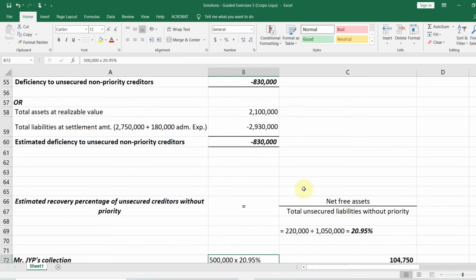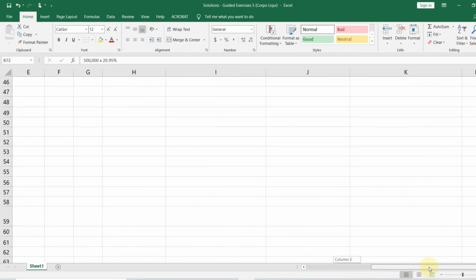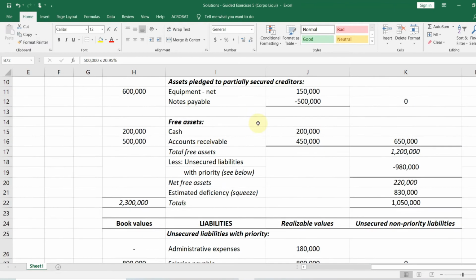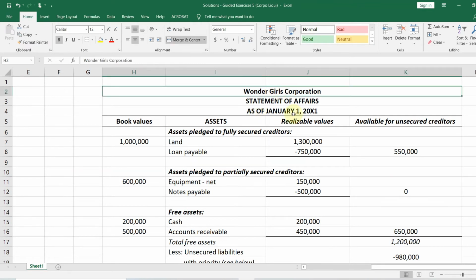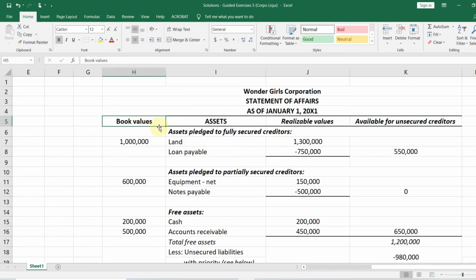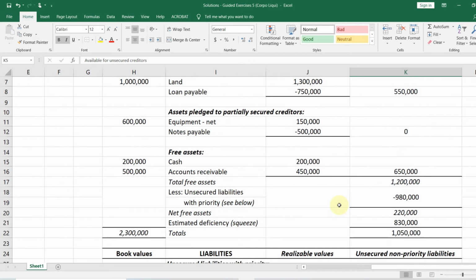Okay? So, we now go to the last requirement for the problem 1. You have statement of affairs. So I have made, okay, the statement of affairs here. So this is pro forma. Okay, naka-format siya. You just, the name of the corporation, the Wonder Girls Corporation, then statement of affairs, and the date as of January 1, 20x1. Okay, kasi nag-liquidate siya January 1, 20x1. Okay, on the outer left side, you put the book values, followed by the assets, realizable value, and then the available for unsecured creditors. So, parang nagko-compute ka na din dito. Okay, kaya nung undergrad ako, I'm already using the statement of affairs format when I am computing this kasi parang nandito na din naman lahat.